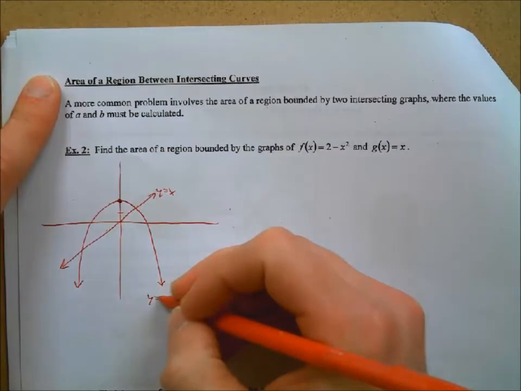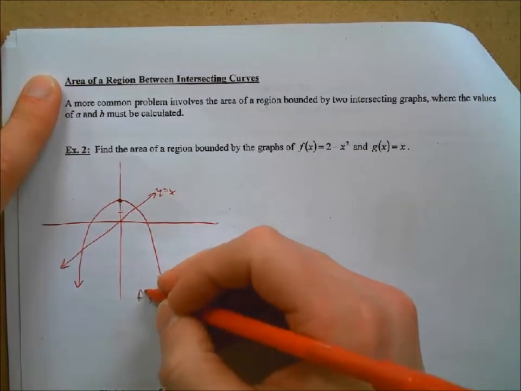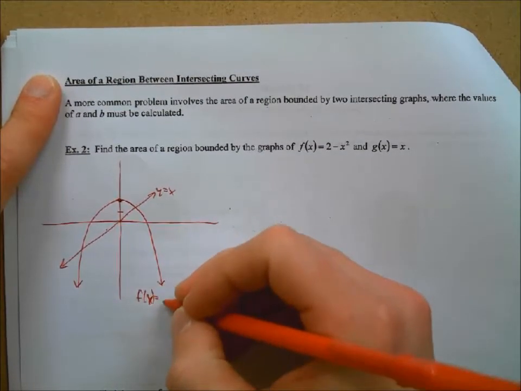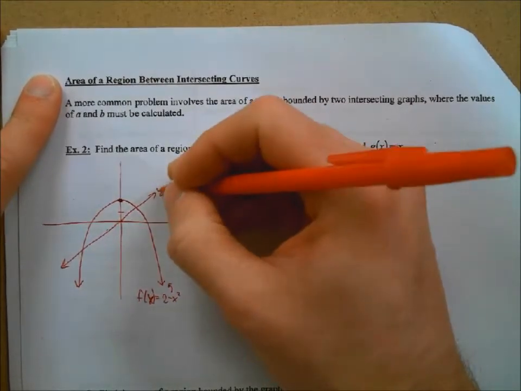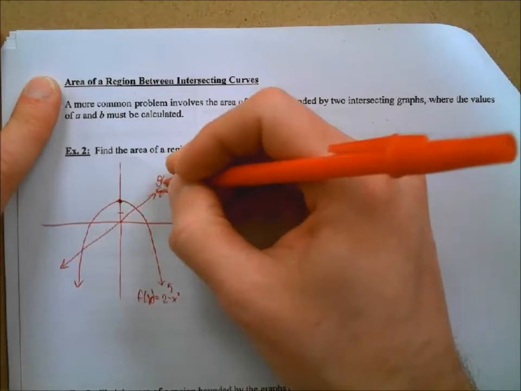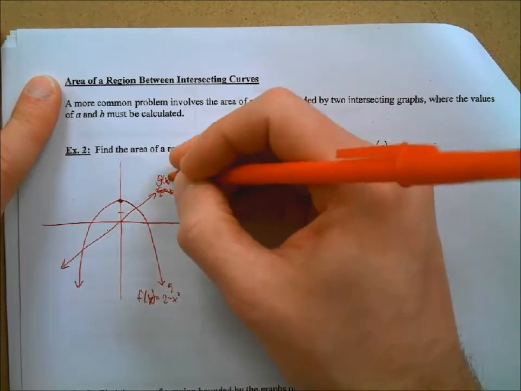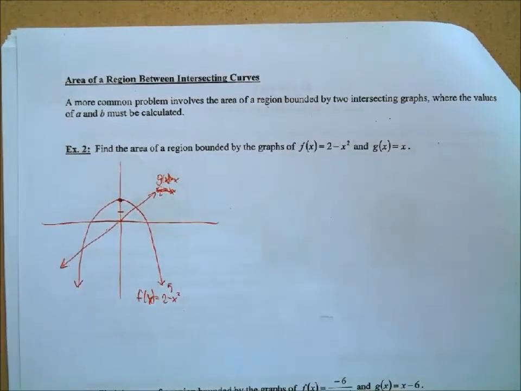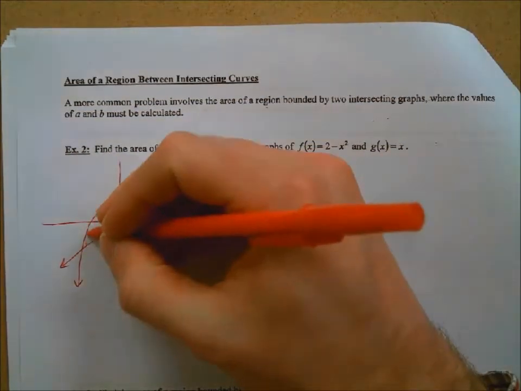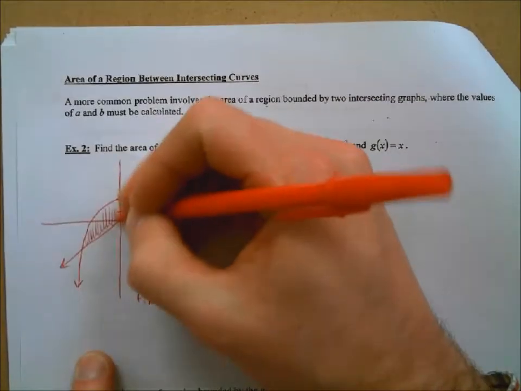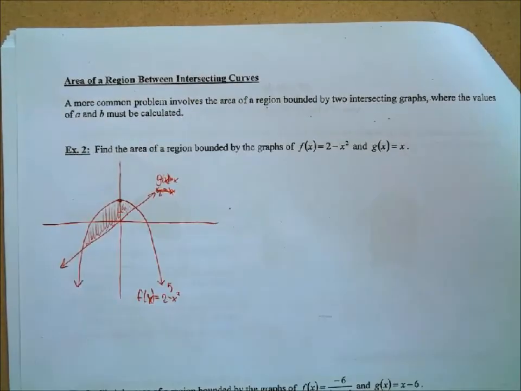Or I should say f of x equals 2 minus x squared, and then this should be g of x. Without our calculators, how can we figure out where these two graphs intersect? Because again, we create this region. There's our natural region that's created. So what should we do? Exactly, set them equal to each other.